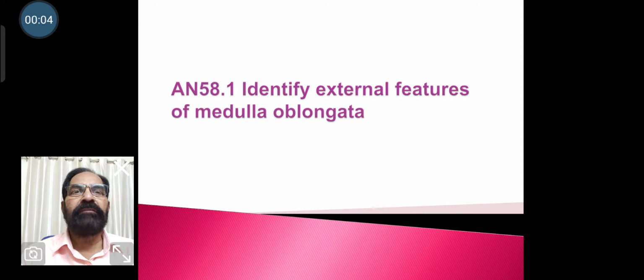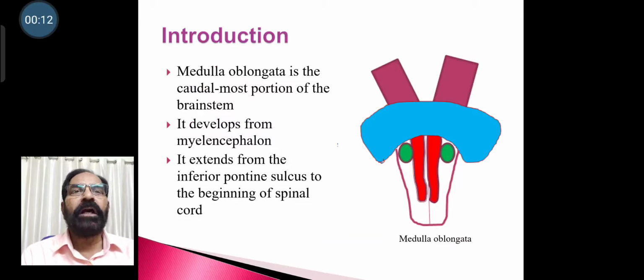So in this video we will cover the competency: external features of medulla oblongata. Medulla oblongata is the caudalmost portion of the brainstem. Its development is from myelencephalon. It extends from the inferior pontine sulcus to the beginning of the spinal cord.